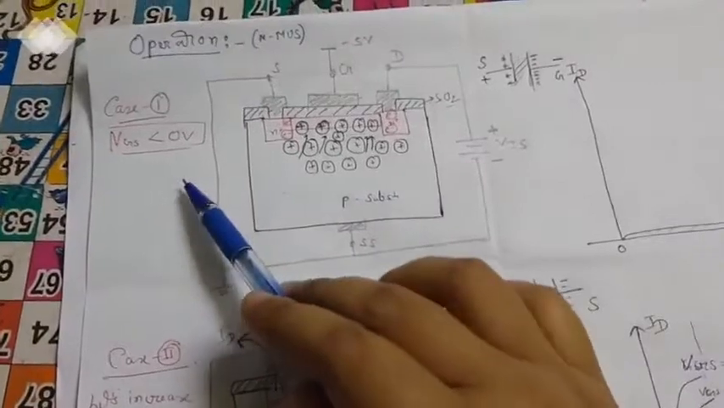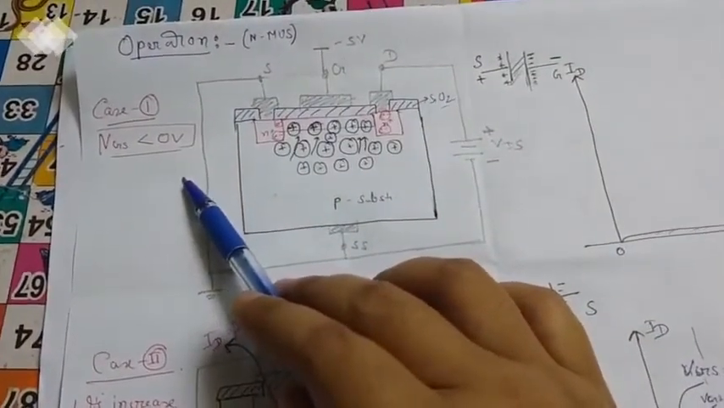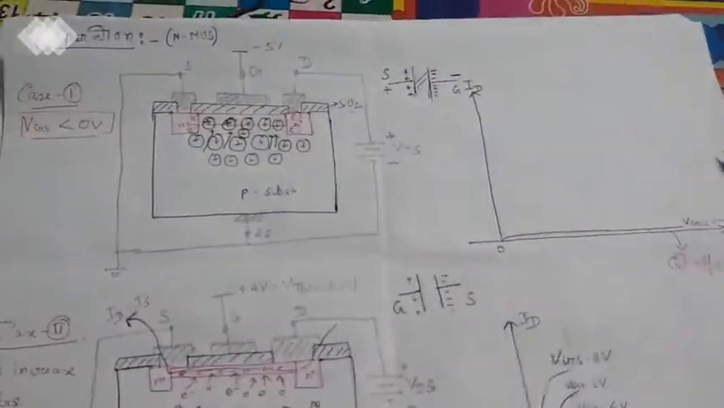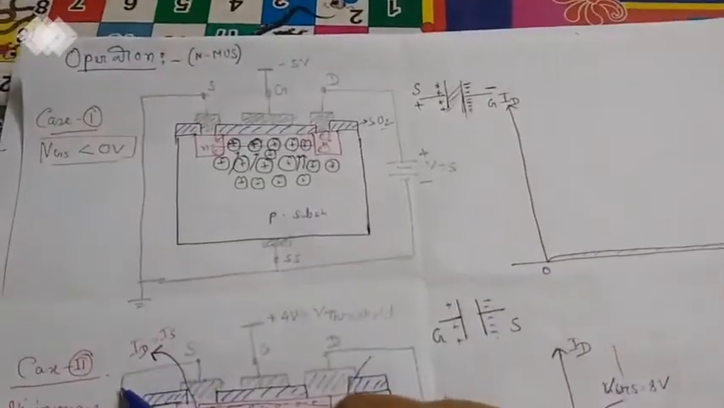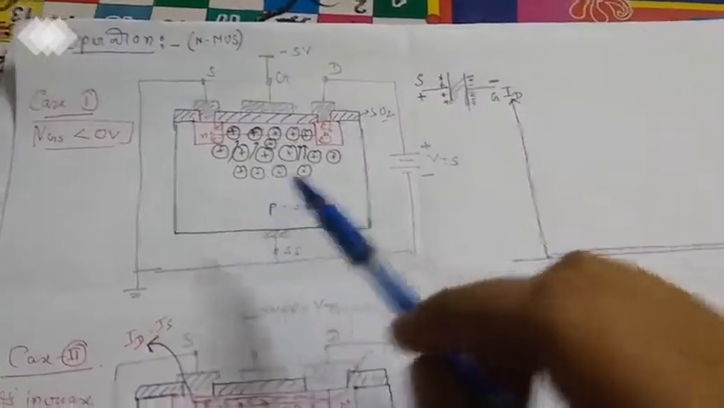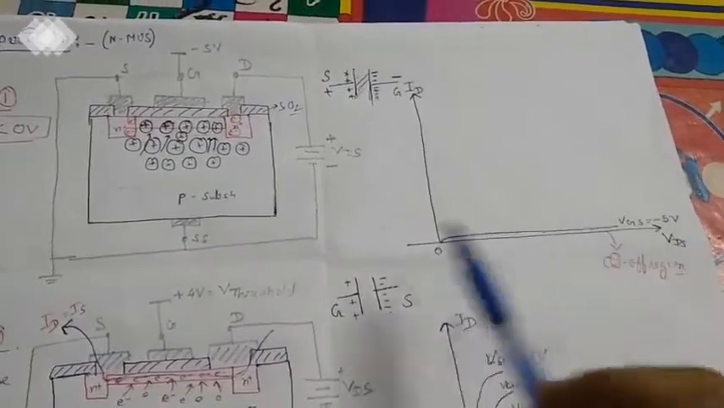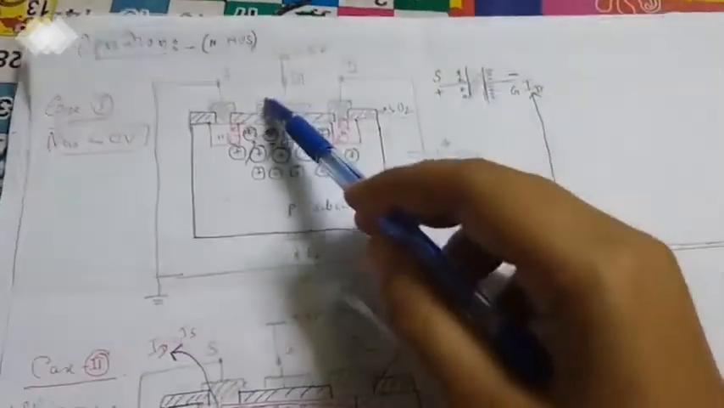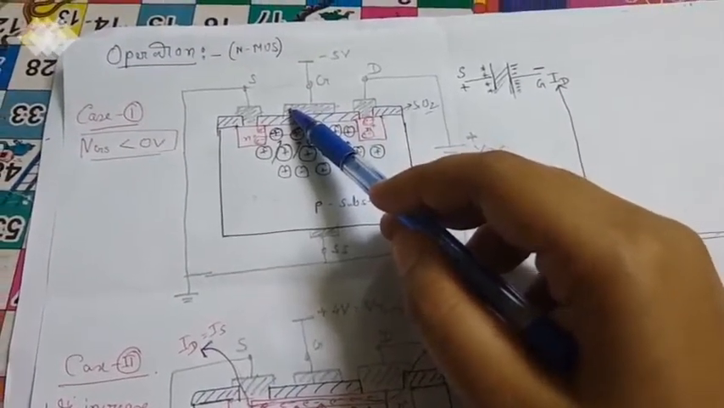Let's take case 1. In case 1, we have taken the gate to source voltage as negative. We set the source voltage as grounded, 0, and we'll increase the drain voltage VDS from 0 to high and see what happens. First, let us set VGS as minus 5 volt.